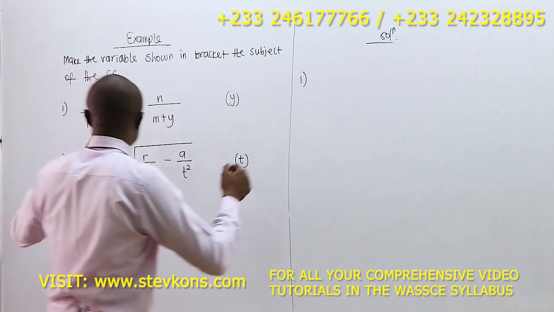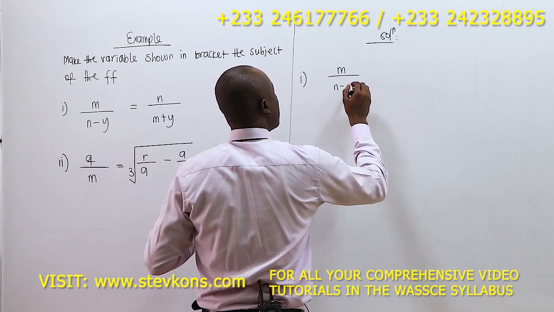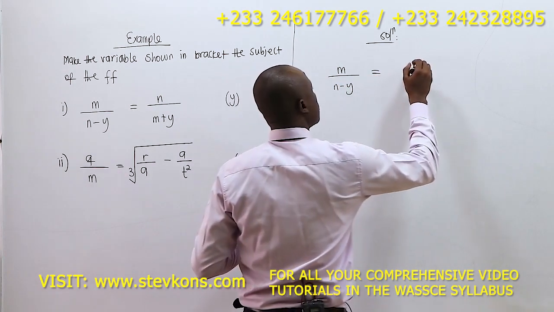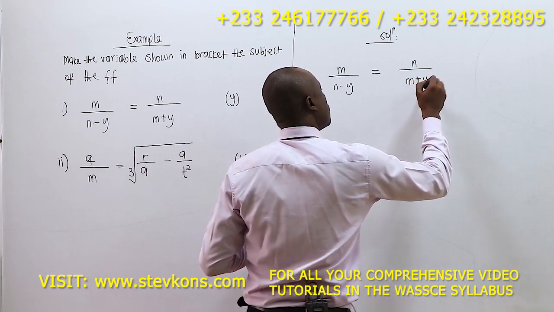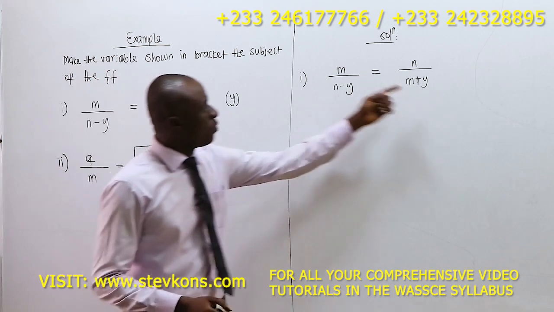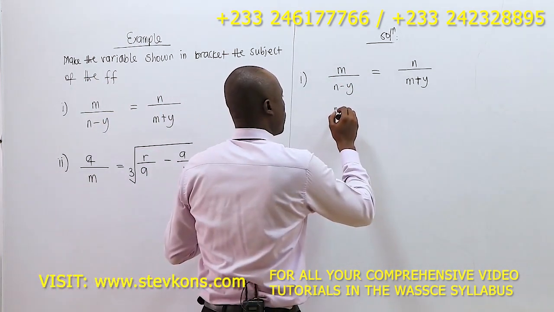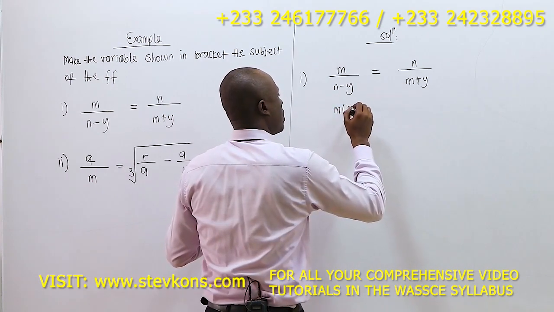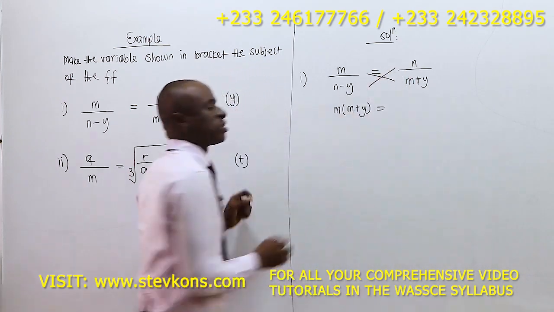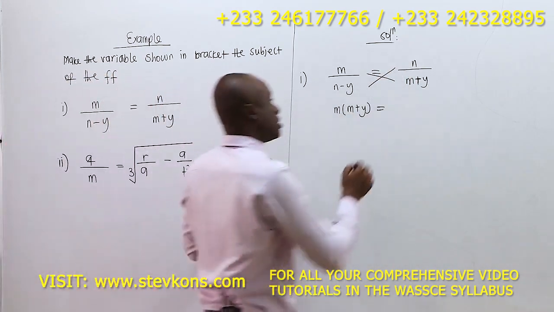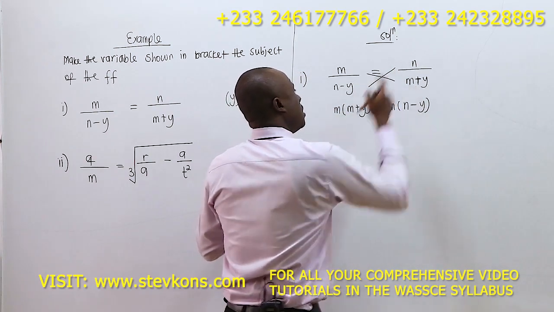So the first one, which is a past question, we have m over n minus y equal to n over m plus y. Now from here, what do we do? We cross multiply. We want to make y the subject, so we cross multiply. So we have m, we are cross multiplying, m plus y equal to this also goes here, so we cross multiply, very, very important. And we have n minus y, so this multiplying that.